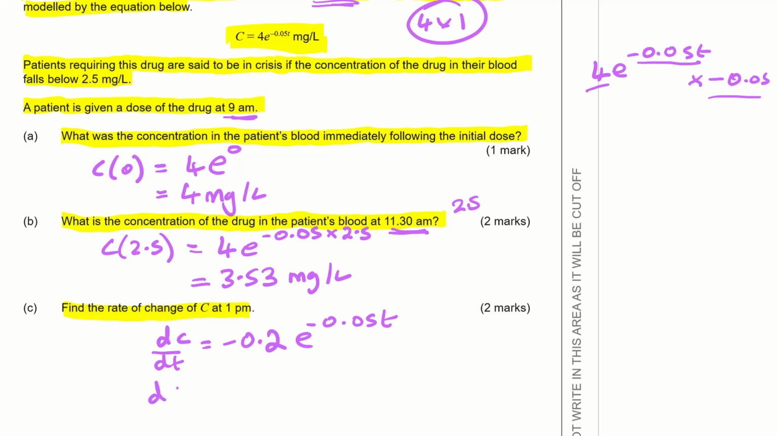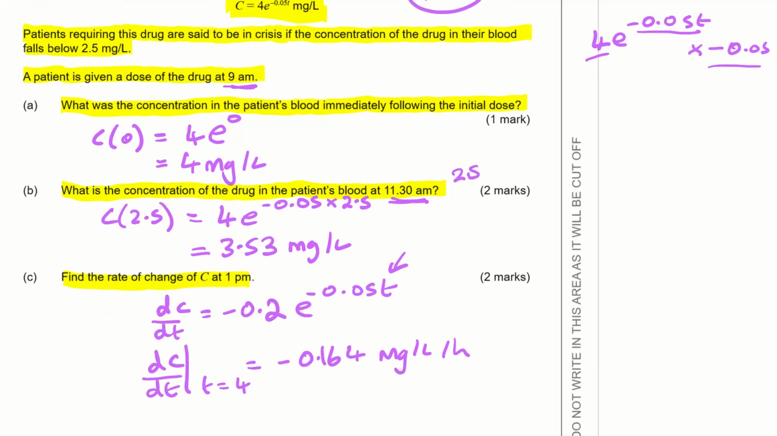And then we want dC/dt given that t is equal to 4. And so it's just a case of substituting t equals 4 in here using the calculator, and you'll get negative 0.164 milligrams per litre per hour.